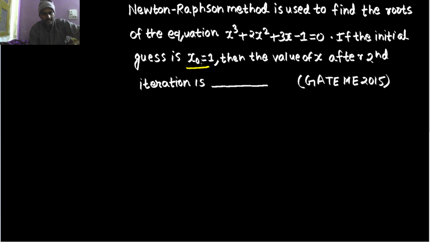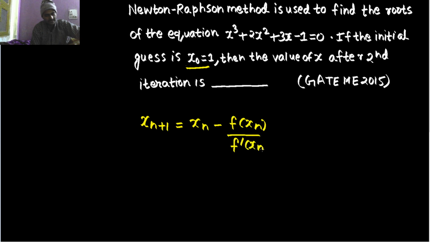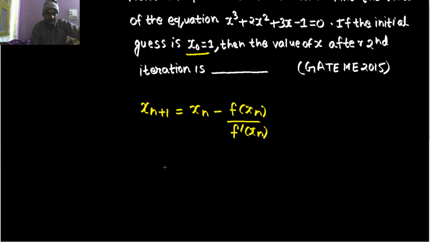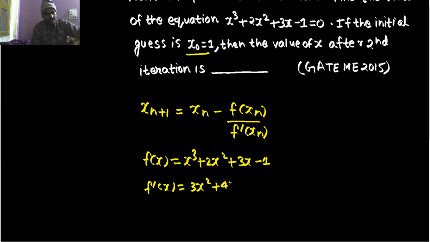Okay, so we can directly start using the iteration formula, which for Newton-Raphson method is xn plus 1 is xn minus value of function at xn divided by derivative of function at xn. So let's write our function once again, which is x cube plus 2x square plus 3x minus 1, and its derivative will become 3x square plus 4x plus 3.